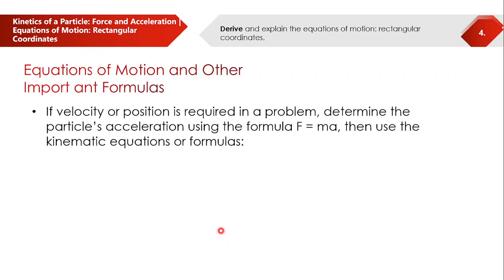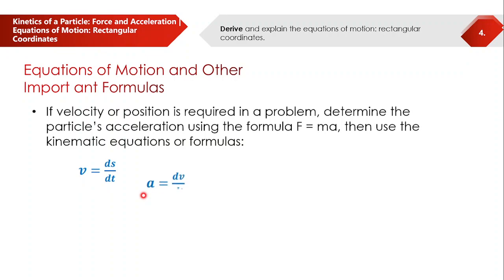Another important formula you're going to learn: if velocity or position is required in a problem, determine the particle's acceleration first. For example, if the problem asks what the velocity is after it is pushed by a certain amount of force, first you must determine the acceleration of the particle using the relation between force and acceleration, which is force equals mass times acceleration. Then use kinematic equations after that.